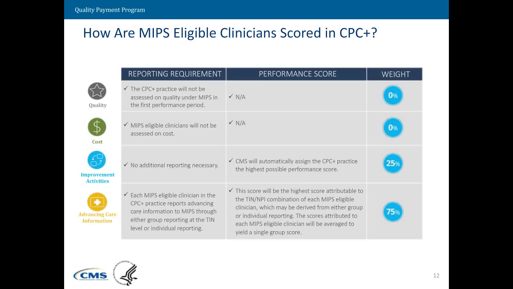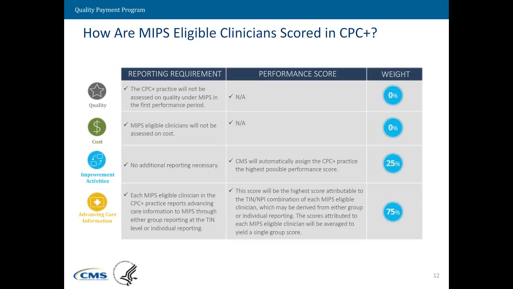For the improvement activities category, the CPC Plus MIPS eligible clinicians will automatically receive full points for this category. This means that you as a participant do not have to do anything for this category. We have automatically calculated into your score the full amount of IA points that you can get. Therefore, the only category you are required to report is the Advancing Care Information MIPS performance category for 2017.